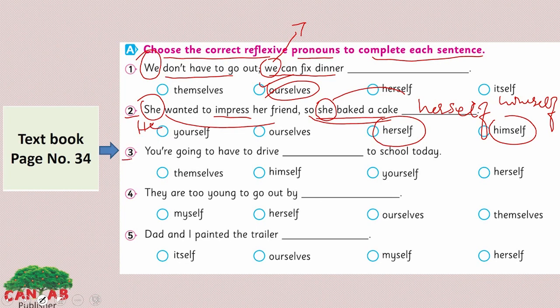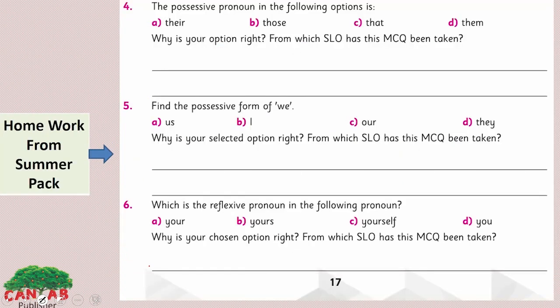Now look at the third one. You are going to have to drive to school. Now you are a subject, and what will be the reflexive pronoun of it? You are going to have to drive. तुम ही ने ड्राइव करना है स्कूल के लिए. Yes, yourself. For you, we will choose yourself as a reflexive pronoun here. Dear students, do these sentences by yourself. This is your homework from Summer Pack.